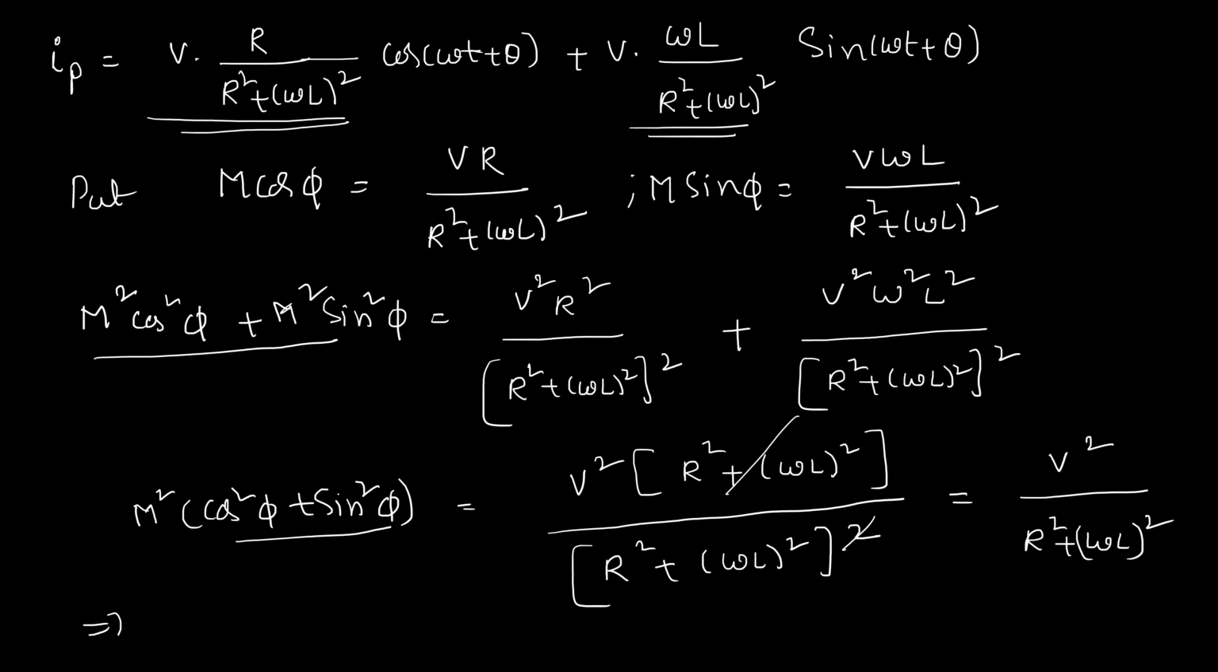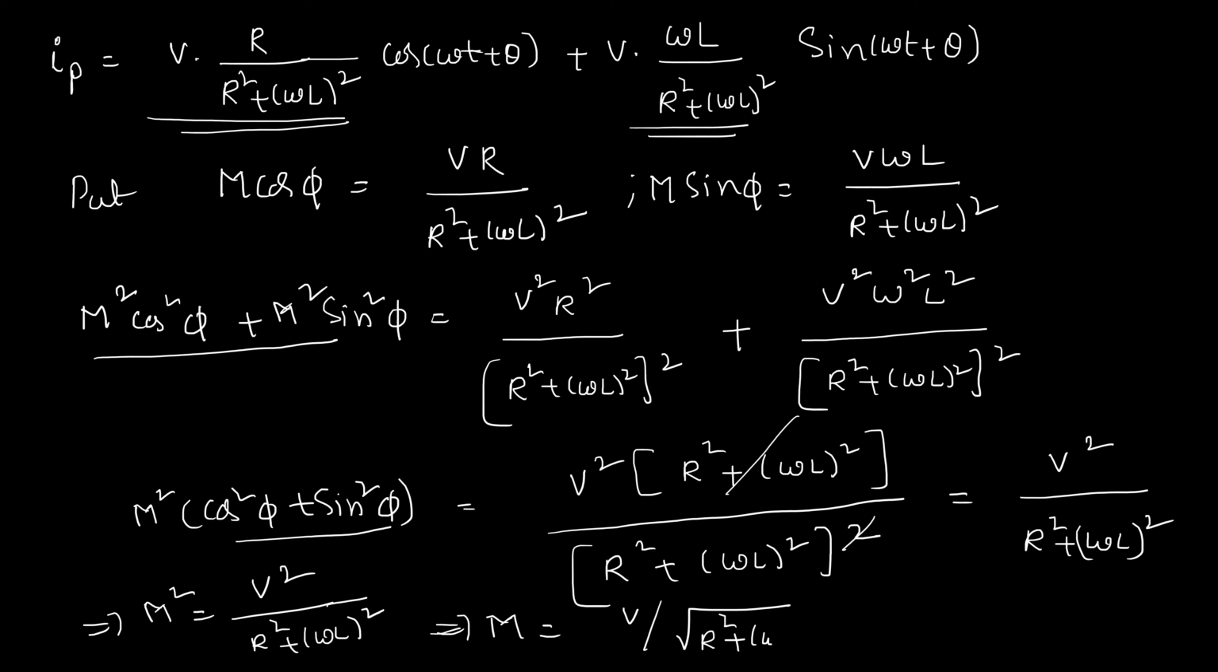So m square equals V square by R square plus omega L whole square. Now if I want to calculate m, how can I do it? Take the square root on both sides. There you get V by root of R square plus omega L whole square. That's it. So we got the magnitude m, and m is over.